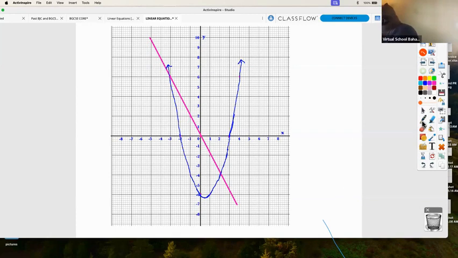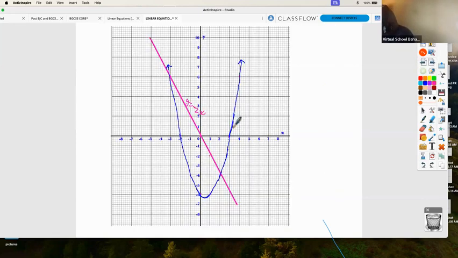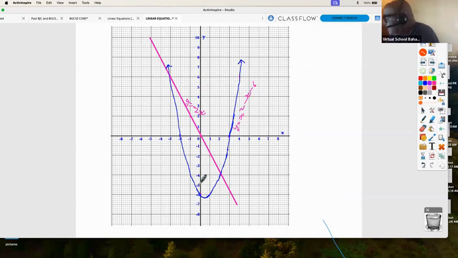So the name of this line here is y equals minus 2x, because they give you that, you have to label it. And then the parabola is y equals x squared minus x minus 6. So those are the two graphs that we did. This smooth curve is called a parabola, and this is a straight line, the second graph that we did. Who understands so far?